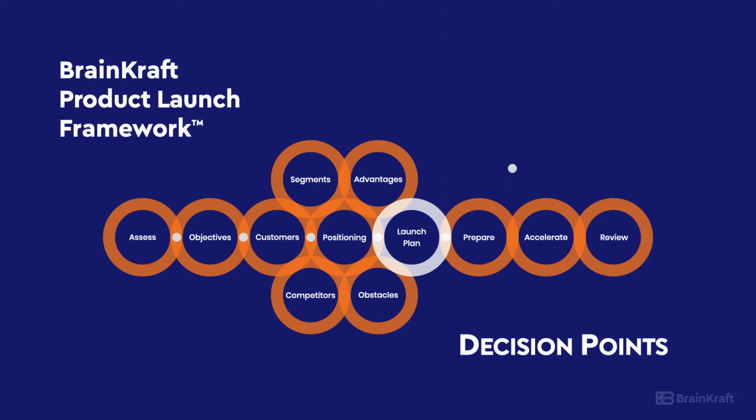These dots represent decision points. Use them to pause and reflect on the work completed. One example is the dot between the Objectives donut and the Customers donut. This dot represents getting commitment for launch objectives from your stakeholders. Another example is the dot between the Prepare and the Accelerate donut. This represents the traditional go, no-go decision to take your product to market and start selling it.